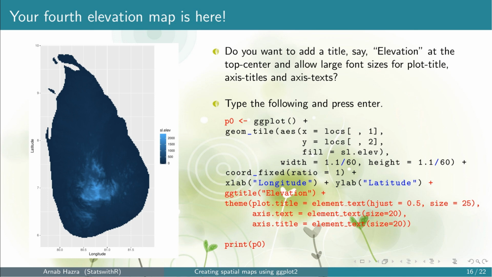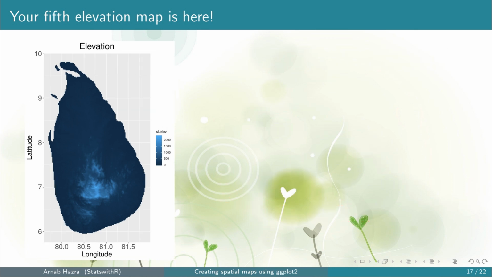This enlarges the font size of the axis titles. Also, note that we are storing everything so far into P0 for convenience, and we'll add the subsequent layers on top of P0. Now press enter. Okay, you get your fifth elevation map.